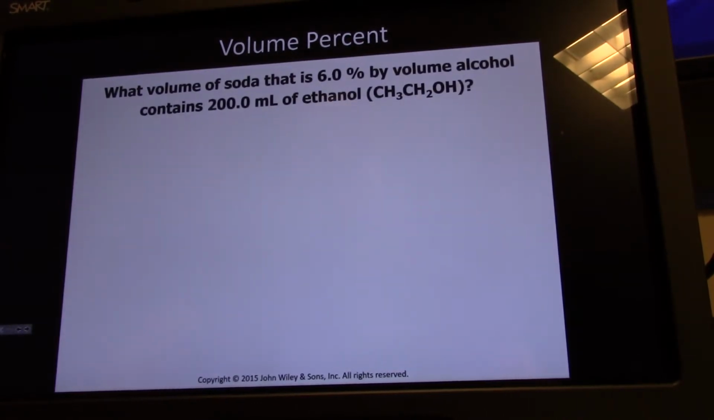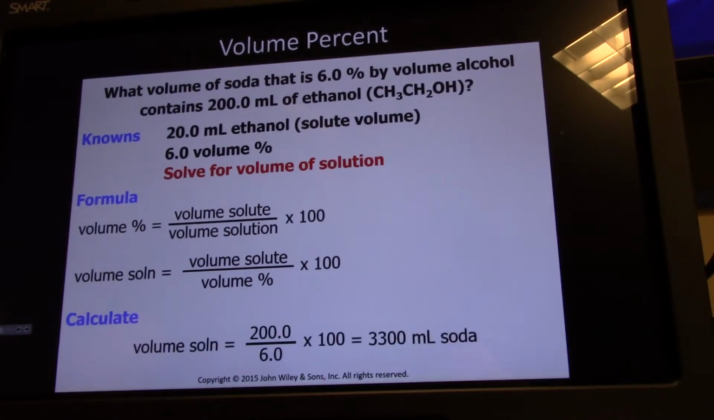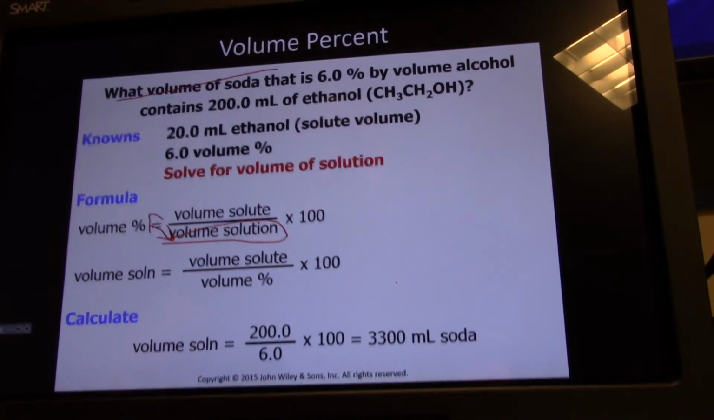What volume of soda that is 6% by volume alcohol will contain 200 milliliters of ethanol? Here again, this is volume percent. So the volume of the solute divided by the volume of solution times 100. We are looking for the volume of the solution. The soda is the solution. So we cross multiply those two to get a formula that will solve for this. And we see we need 3,300 milliliters of soda to get the 200 milliliters of ethanol here.